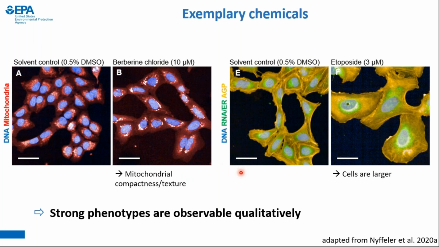And on the right side is a different example where we display different channels. And you can see in panel E, untreated cells, and in panel F, cells treated with etoposide. And you can see that these cells are much larger. So the cells were swelling. And so these are just two examples of strong phenotypes that we can observe qualitatively. But with our data analysis, we can also detect much smaller changes that wouldn't be easily observable by eye.